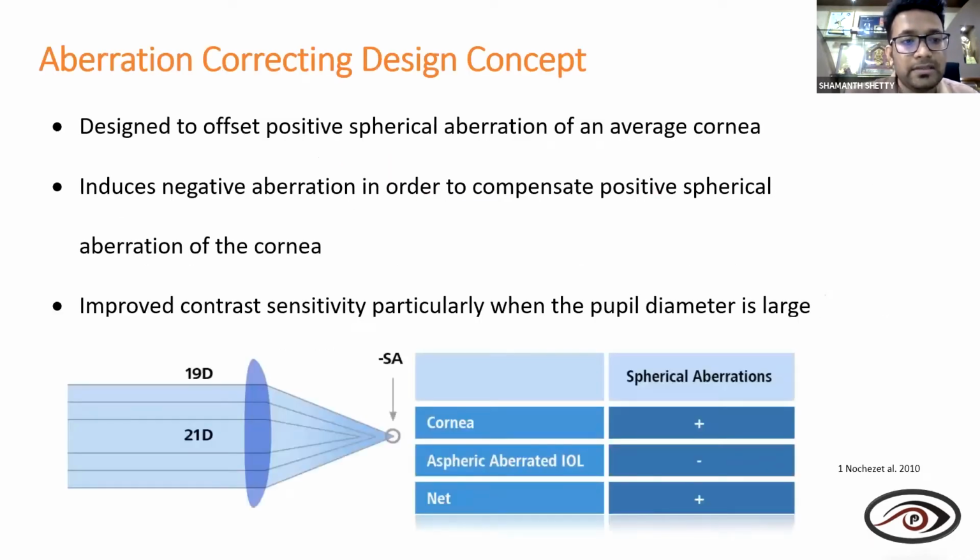So basically, it is designed to offset the positive spherical aberration of the average cornea, and this in turn gives you improved contrast, particularly when the pupil diameter is large.